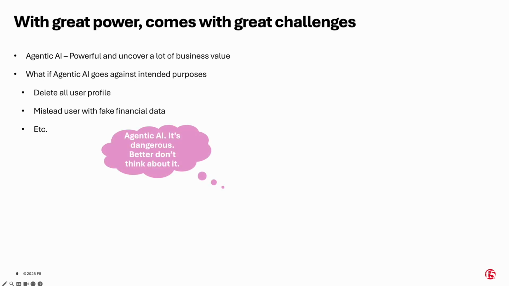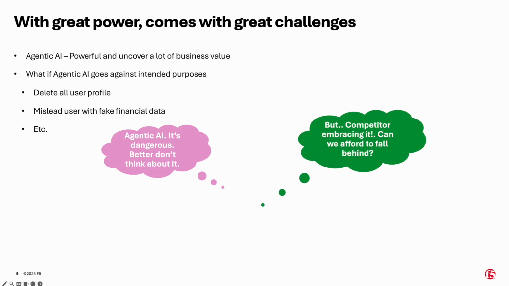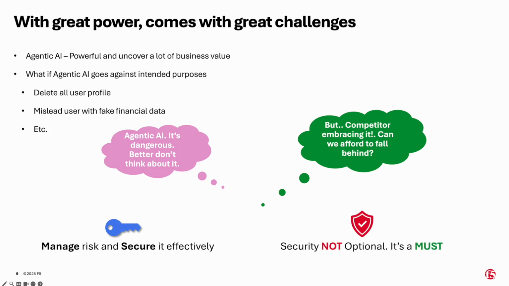For many organizations, the risks associated with agentic AI are real and valid concerns. But does that mean they should stop embracing this technology altogether? If your competitors are leveraging it to stay ahead, can you afford to fall behind? The key isn't to avoid innovation, but to manage the risk and secure it effectively. Hence, security is no longer optional, it is a must.